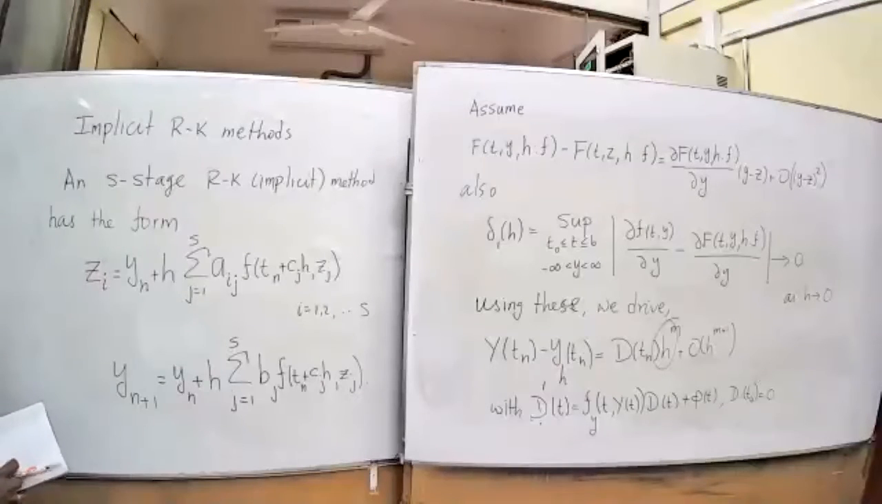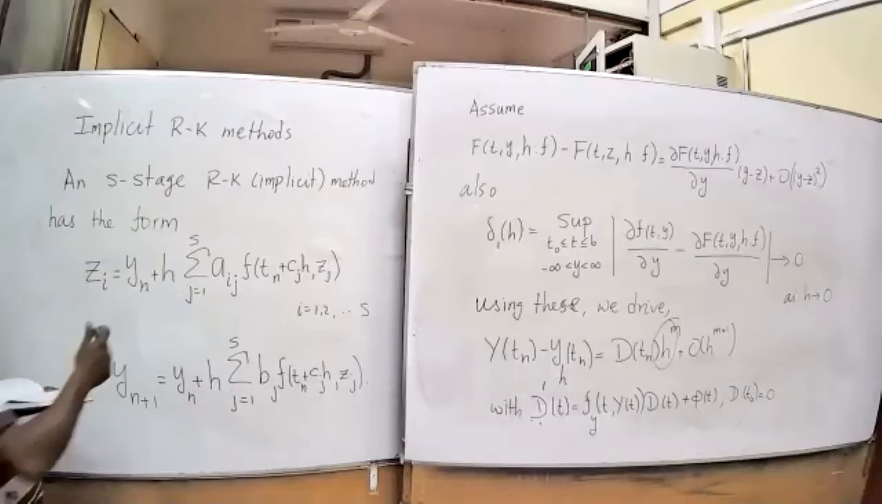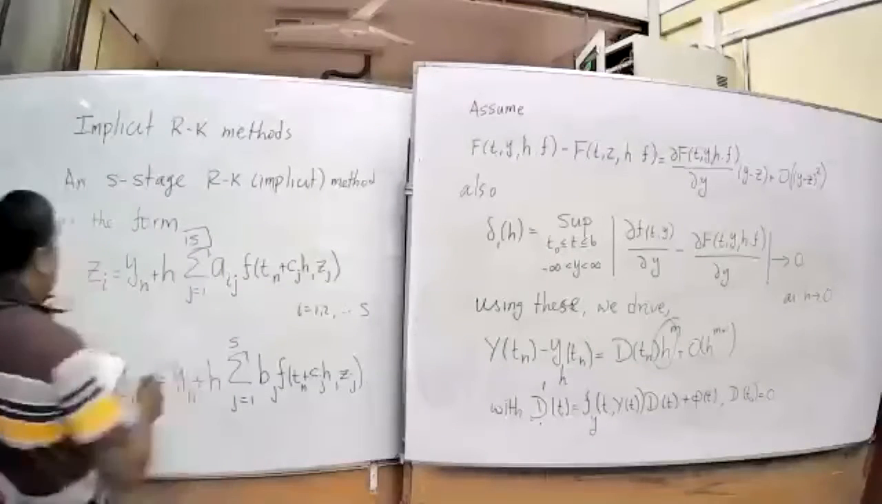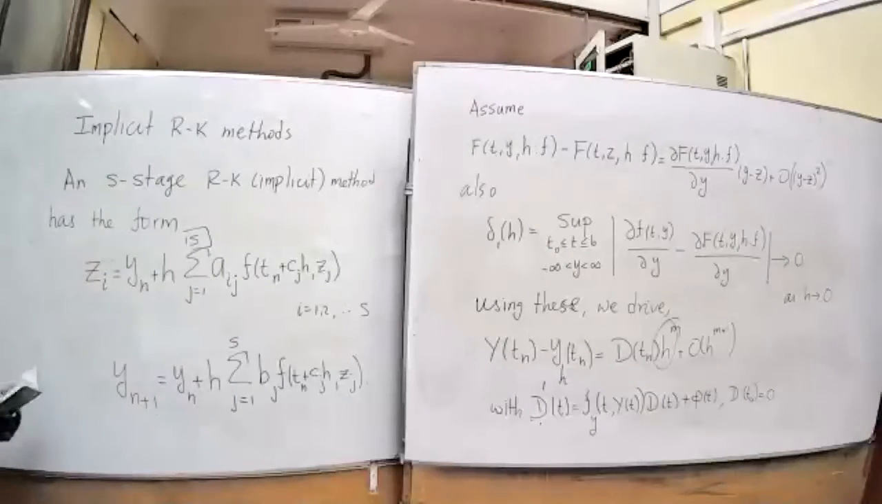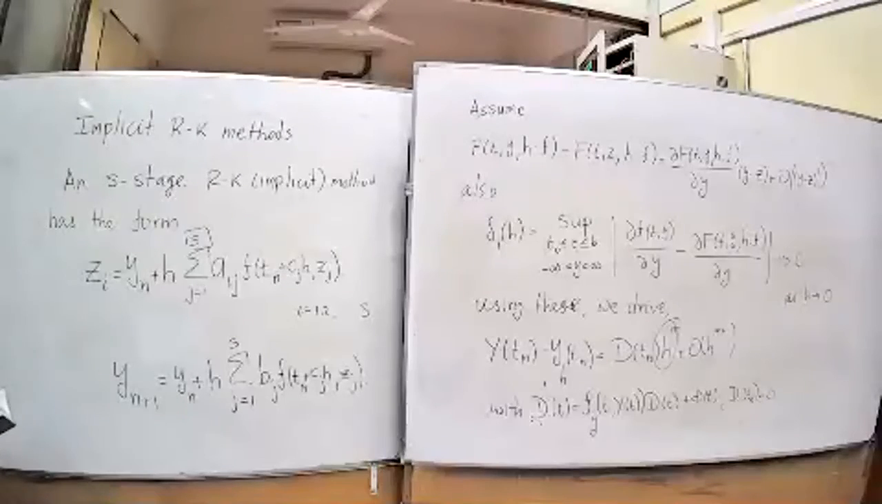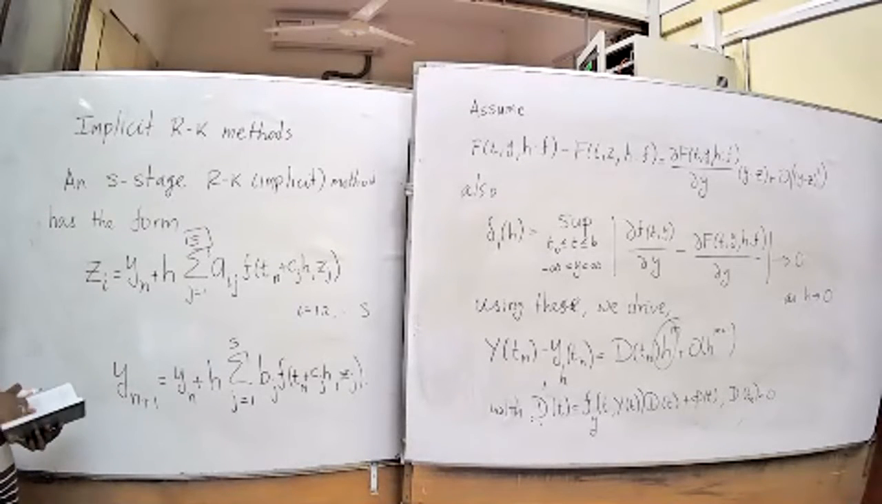So that's a difference, right? So this part is the difference. You can see if you compare the formulas, right? So there we have all the way up to I minus 1, and here we go all the way up to S, right? So that's a difference. So that's why it is called implicit and the other one is called explicit.